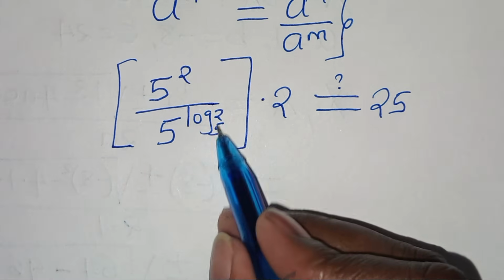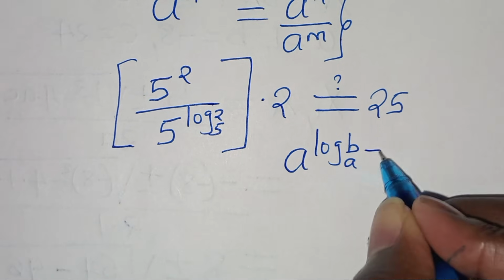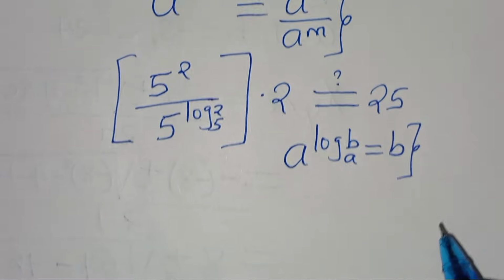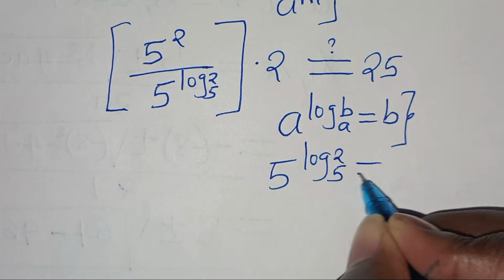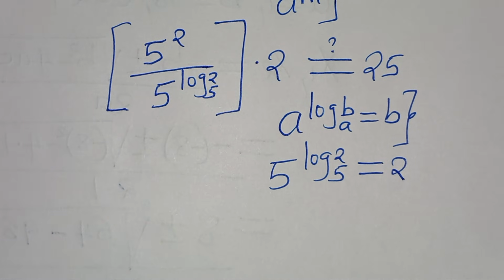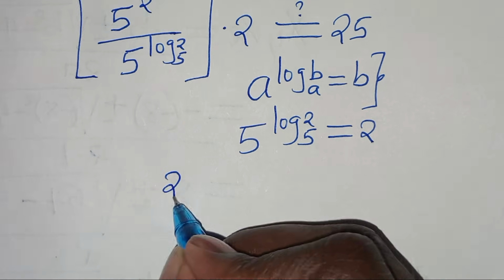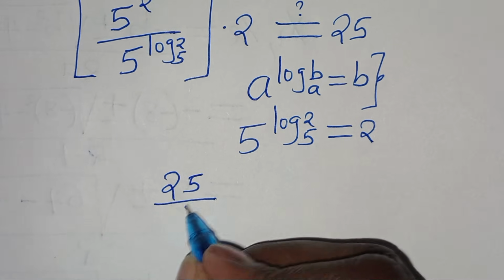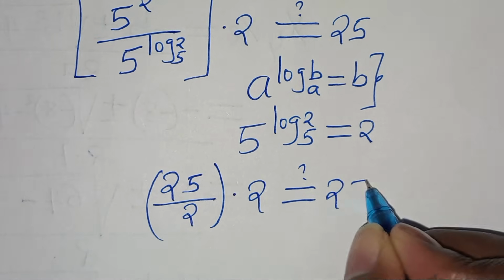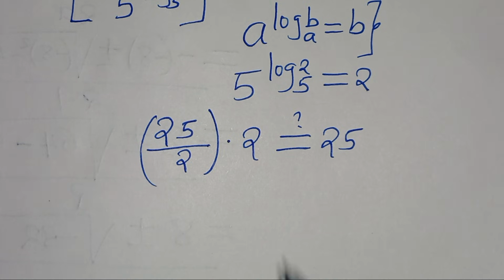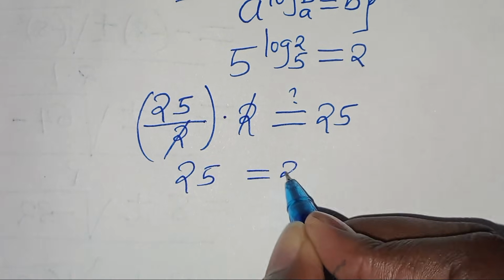Now, 5 to the power of log 2 to base 5. This is in the form of a to the power of log b to base a, and this should give us a value of b. Now, we have that 5 to the power of log 2 to base 5 should give us a value of 2. Now, let's substitute 2 from here. And this means that we have 5 squared, which is 25, divided by 2. Then multiplying by 2. This is supposed to give us a value of 25. Now, let's simplify 2 and 2 here so that we have 25 is equal to 25.